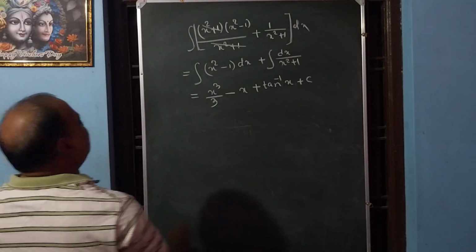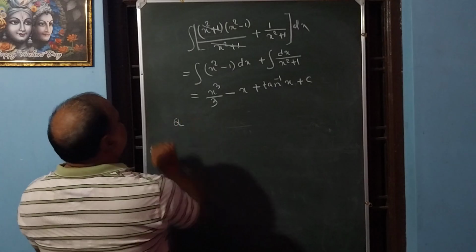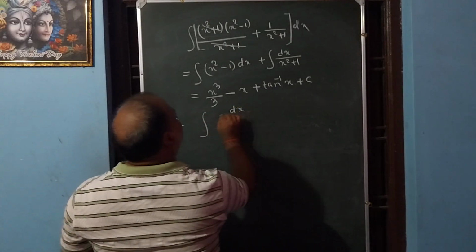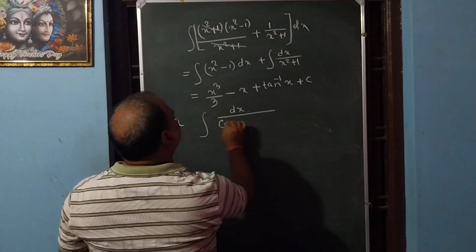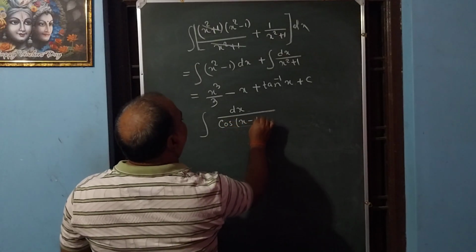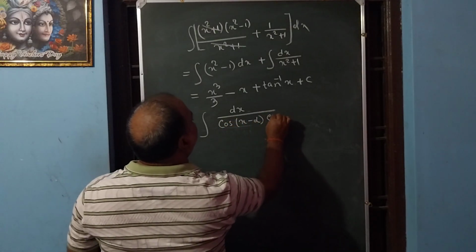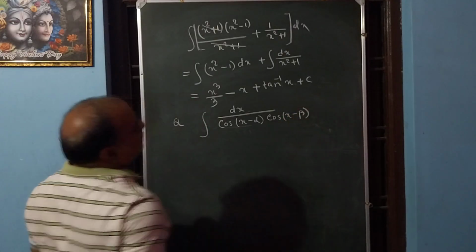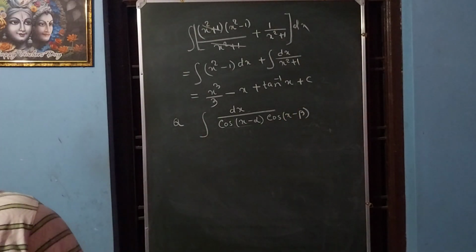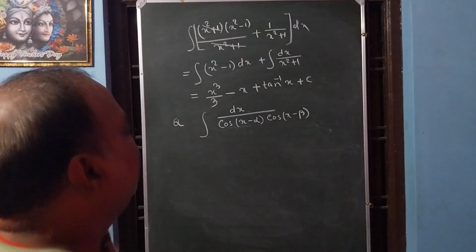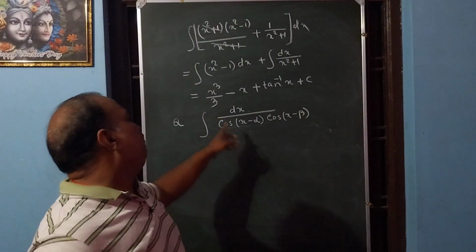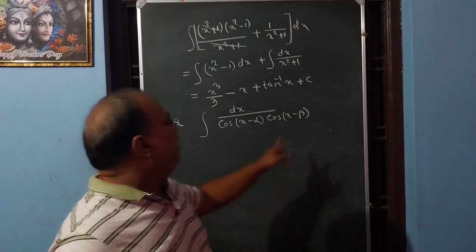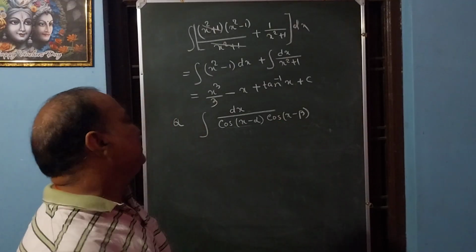Next, another question. Integration of dx upon cos x minus alpha into cos x minus beta. This is a very important question. Okay, how can you solve this type of question? Integration of dx upon cos x minus alpha into cos x minus beta.